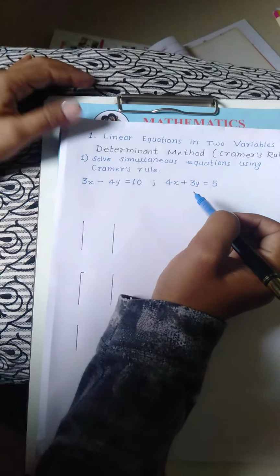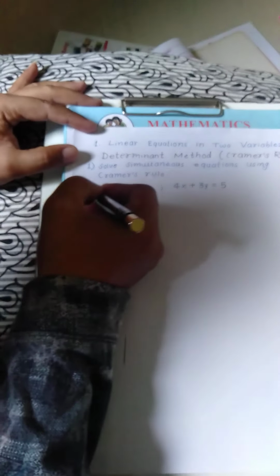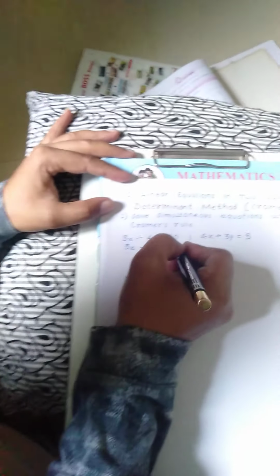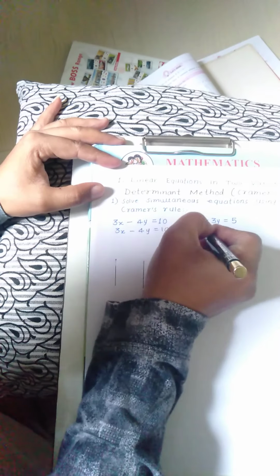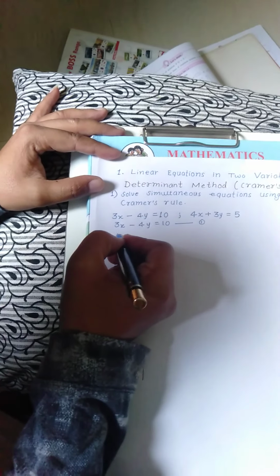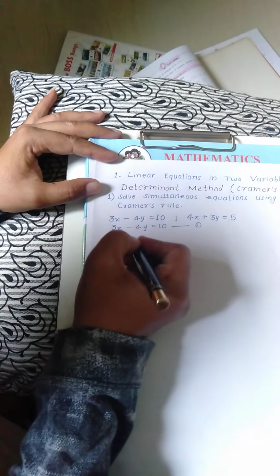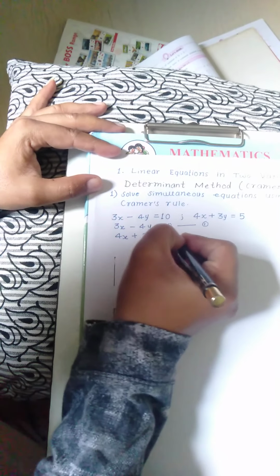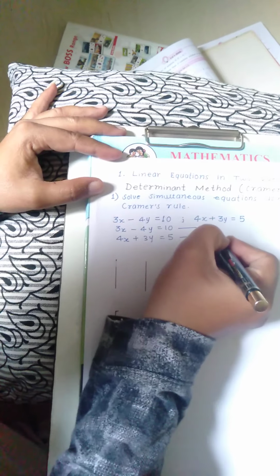Here these are two equations, so we give numbers to the equations. 3x minus 4y is equal to 10. This is our first equation. 4x plus 3y equal to 5. This is the second equation.